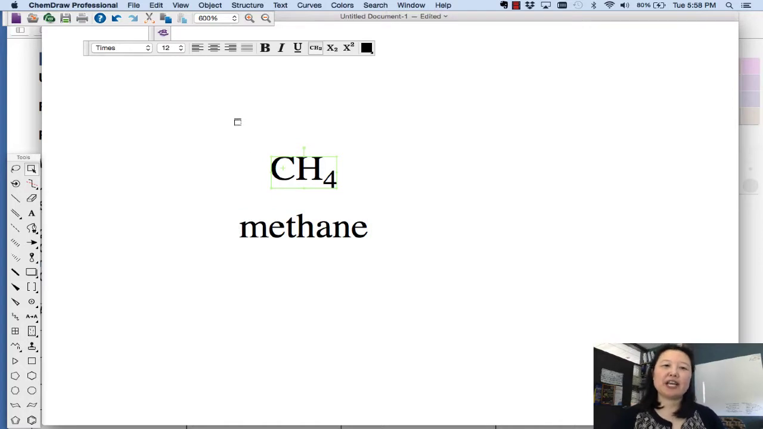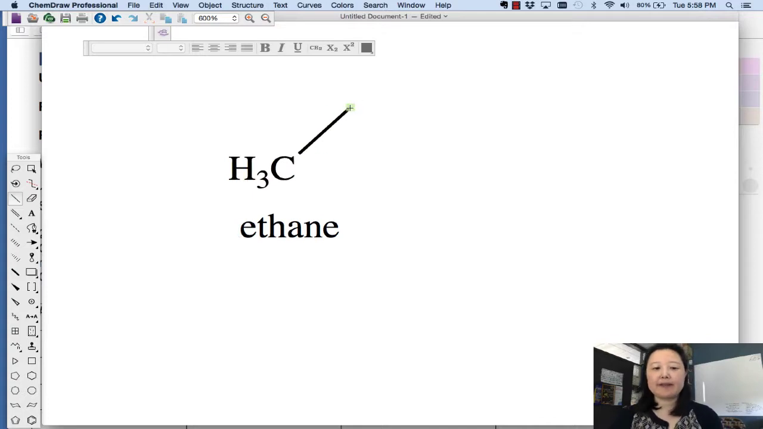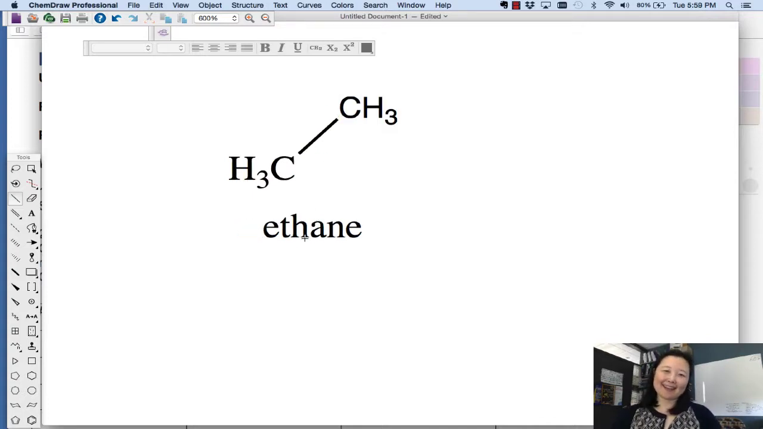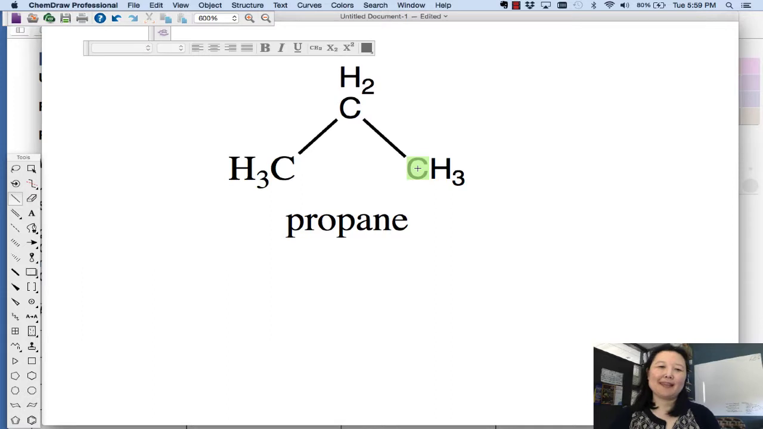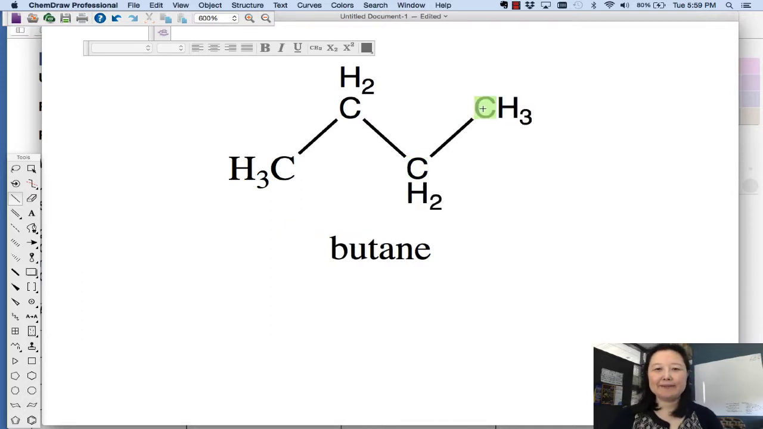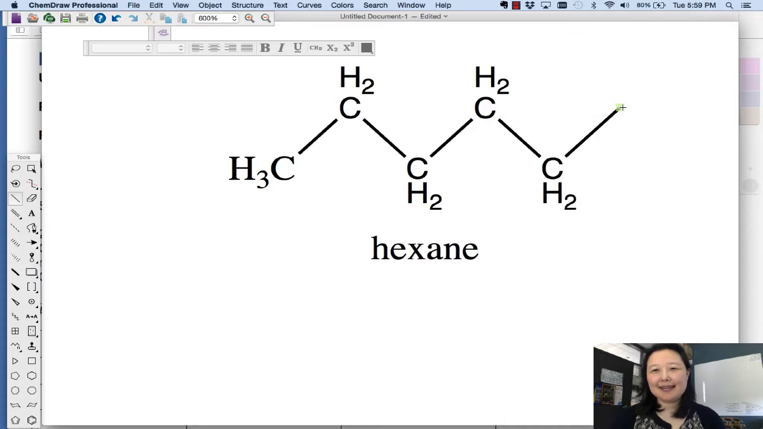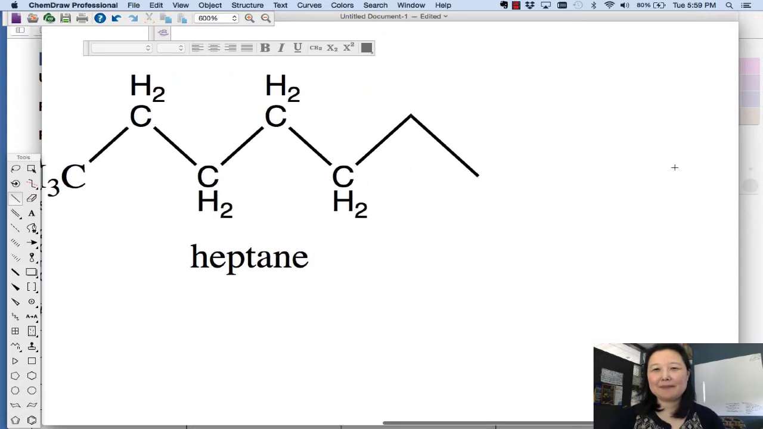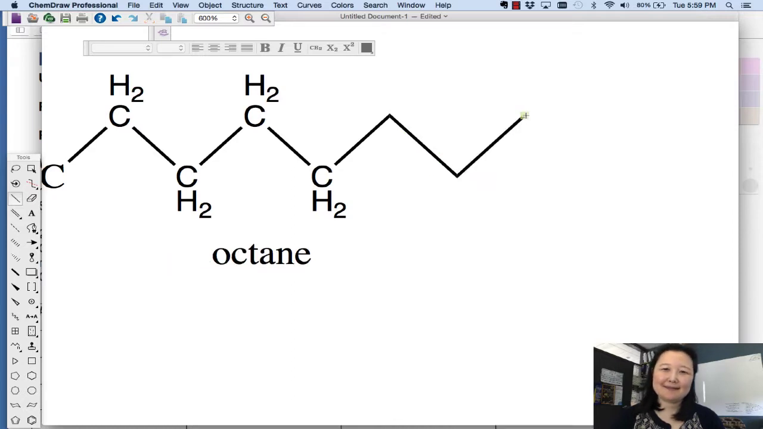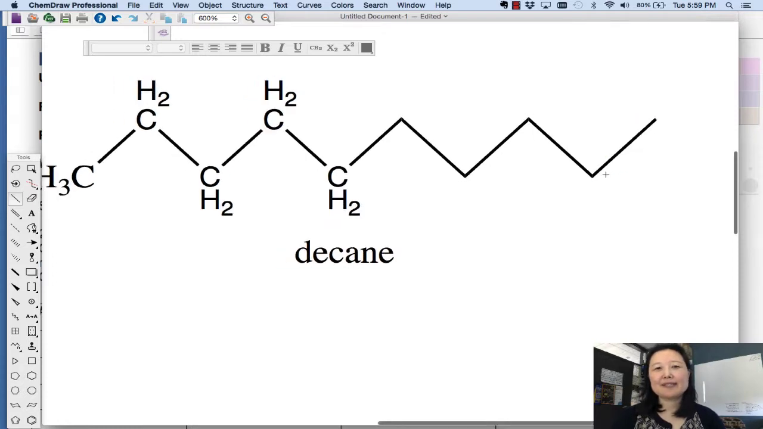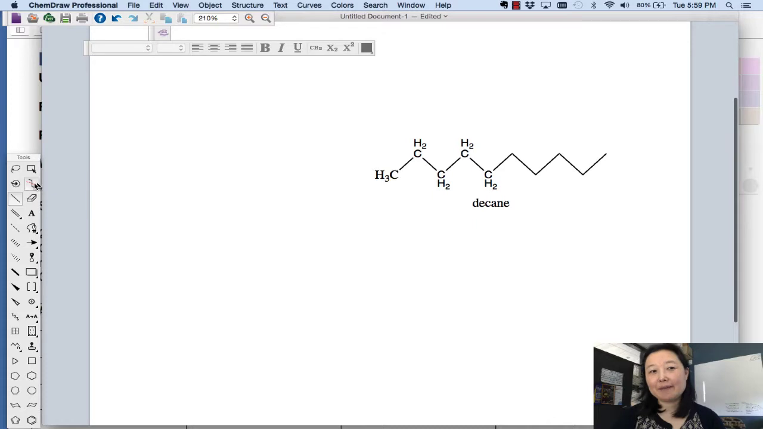So let's see how this changes as I grow the carbon chain. So if I had, let's say, another carbon, see how the name changed to ethane. And then if I grow it another carbon, now it's propane. And then another carbon, butane. Pentane, hexane, heptane. Octane, nonane, decane. These are probably prefixes that you've already learned before in chemistry class.